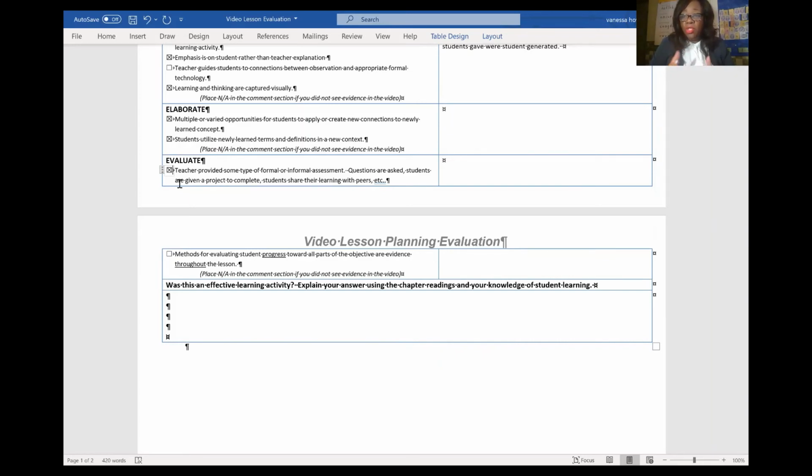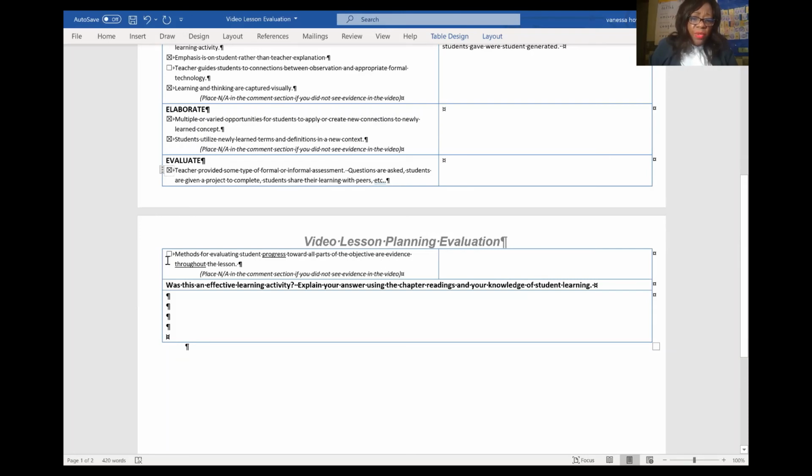And if you had watched the whole video, or if you get a chance to, you can go watch the whole video. You can see where the students actually get a notebook and they are making words with magnetic tiles, and they are writing in their student notebook. And as we know, writing is a slowed down process of reading, and it takes more cognitive skills to write. So you will see that in the video. And then the last part of evaluation is methods for evaluating the student progress toward all parts of the objectives.